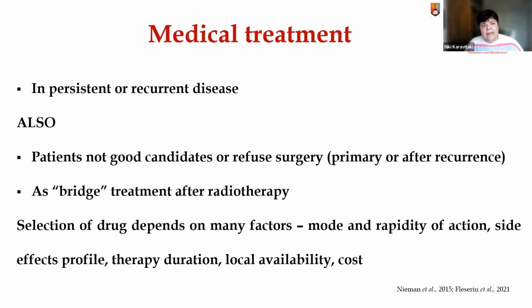Let's move on now to the medical treatment. When shall we use medical treatment? In persistent or recurrent disease, and also in patients who are not good candidates or who refuse surgery for primary or recurrent Cushing's. And it is also used as a bridge treatment after radiotherapy. So the patient has active Cushing's disease, we irradiate their pituitary, we wait until the result comes, and during this interval, we offer medical treatment to the patient so that they are not exposed to the cortisol excess.